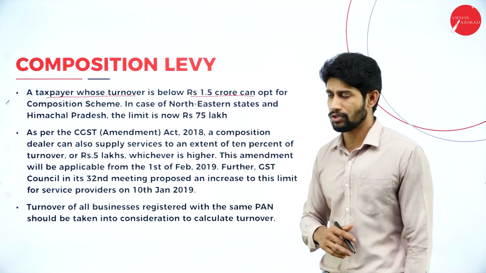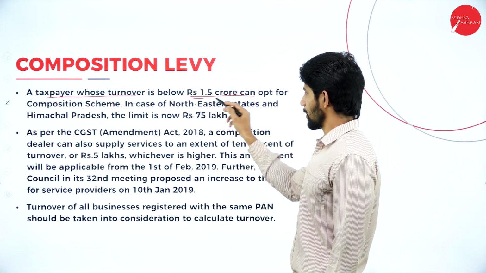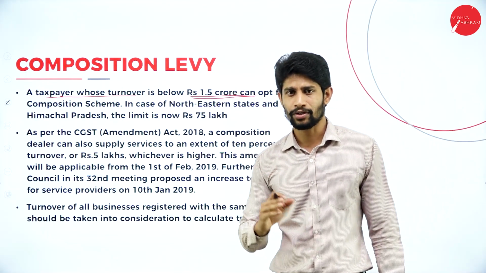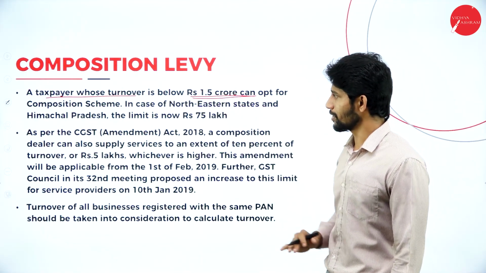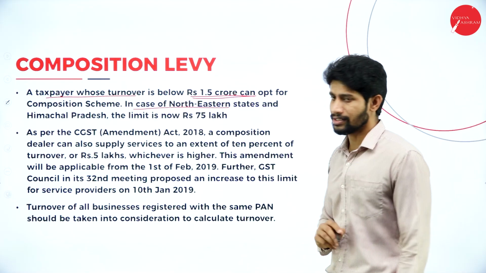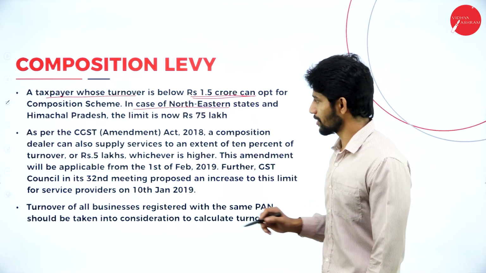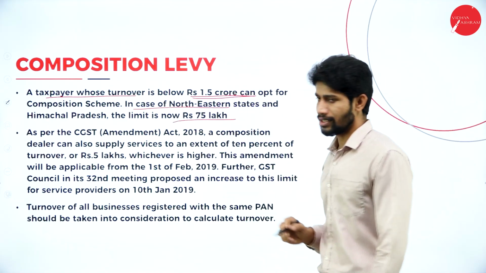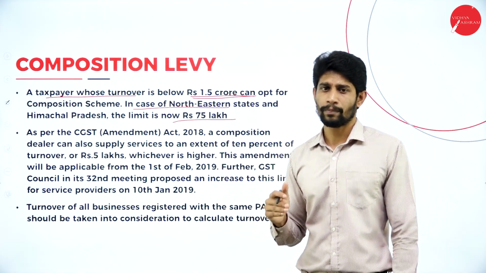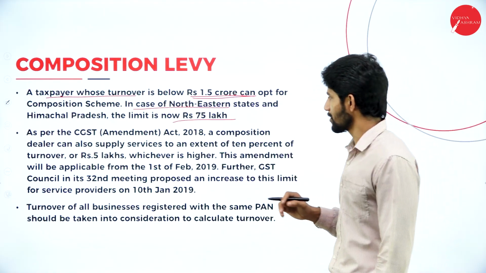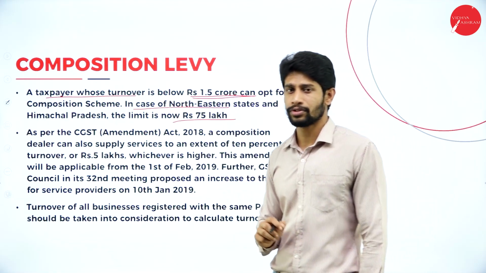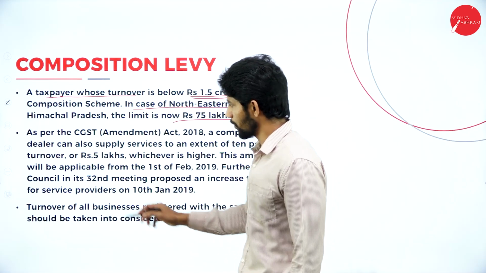So what are the benefits we are going to get? If the turnover of any business entity is less than 1.5 crore, they can opt for the composition levy scheme. In case of northeastern states, the turnover limit is less than 75 lakh. For other states, the turnover should be less than 1.5 crore. For northeast states, it is less than 75 lakh to opt for composition levy.